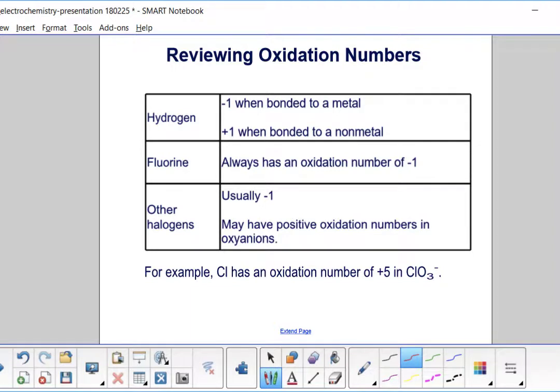The oxidation number for hydrogen is -1 when it's bonded to a metal and +1 when it's bonded to a nonmetal. Fluorine always has an oxidation number of -1, as do the other halogens usually, but they might have a positive oxidation number in an oxyanion, as the example here shows. In this ClO3- anion, chlorine has an oxidation number of +5 because the oxygen is -2, and so we have -6, and we have to have overall of -1, so the chlorine is +5.